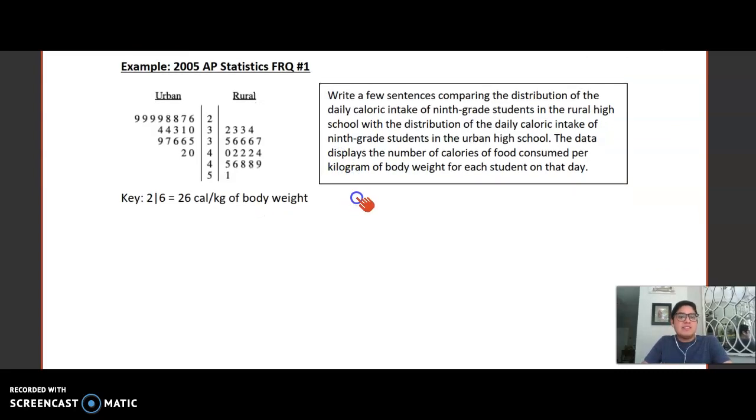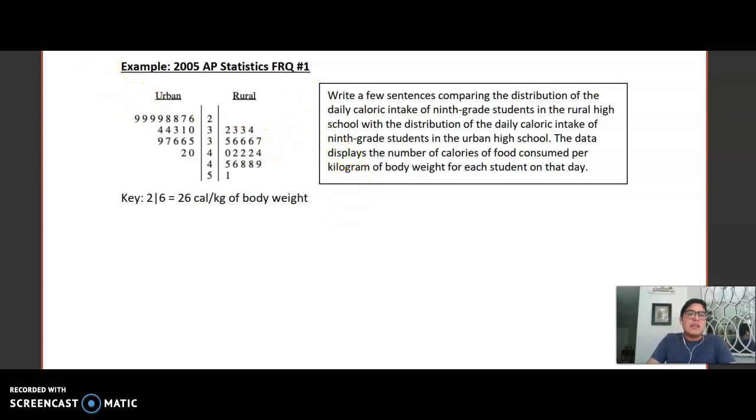So we're going to take a look at this FRQ from 2005, and we're just going to practice what you would need to say. So write a few sentences comparing the distribution of the daily caloric intake of 9th grade students in the rural high school with the distribution of the daily caloric intake of 9th grade students in an urban high school. The data displays the number of calories of food consumed per kilogram of body weight for each student on that day. Now, because I'm a bully, I am going to make you find the summary statistics for both sides and then explicitly name them.